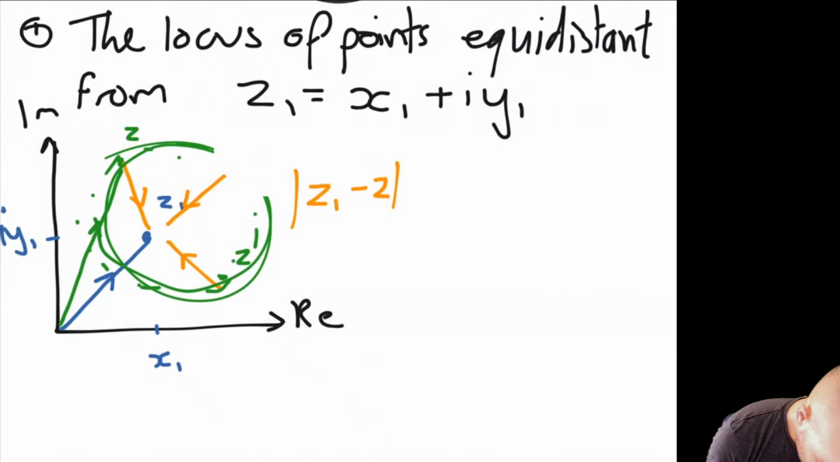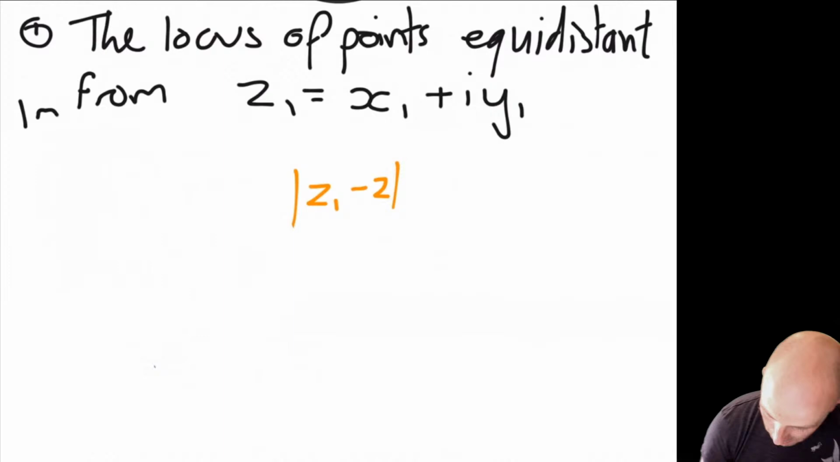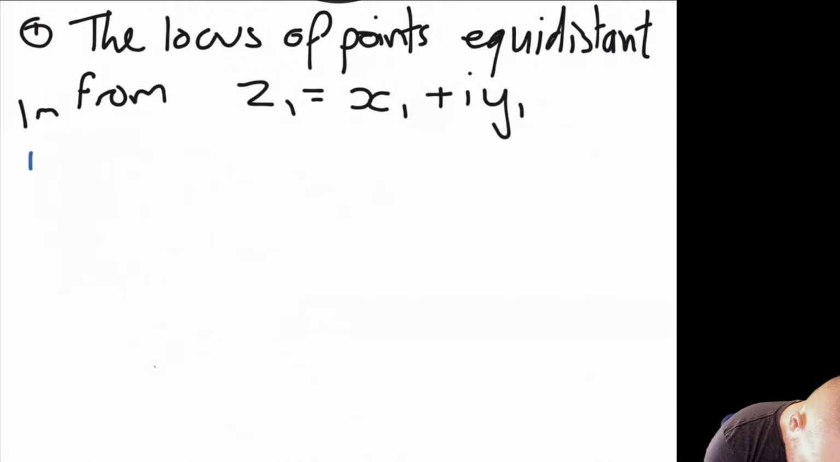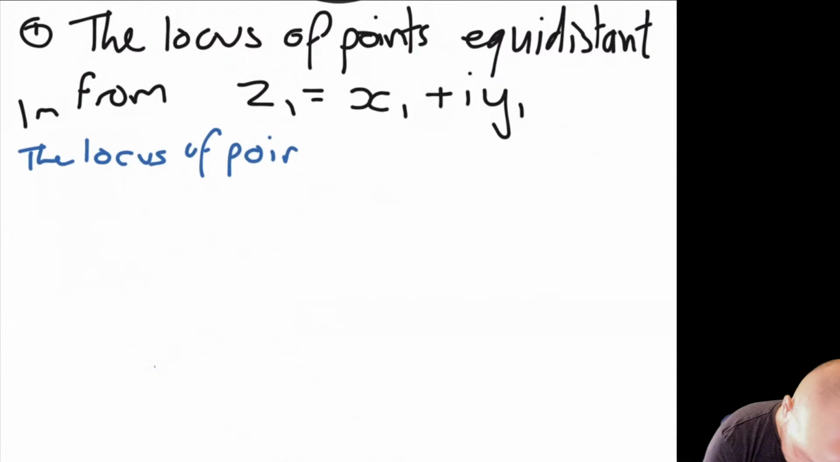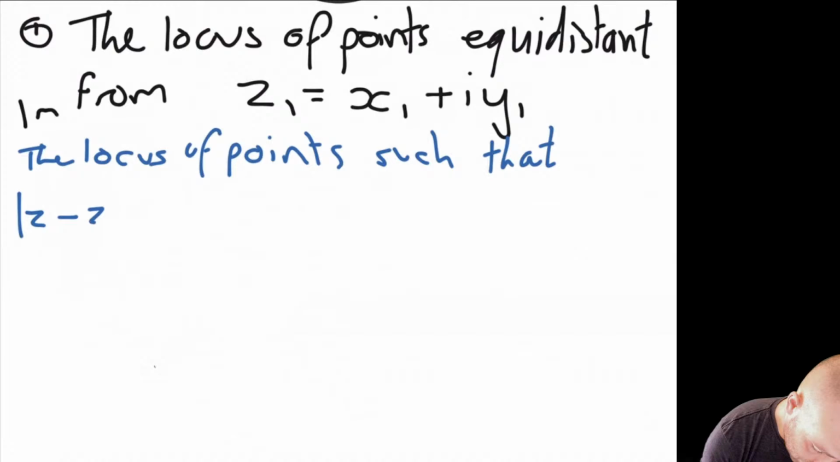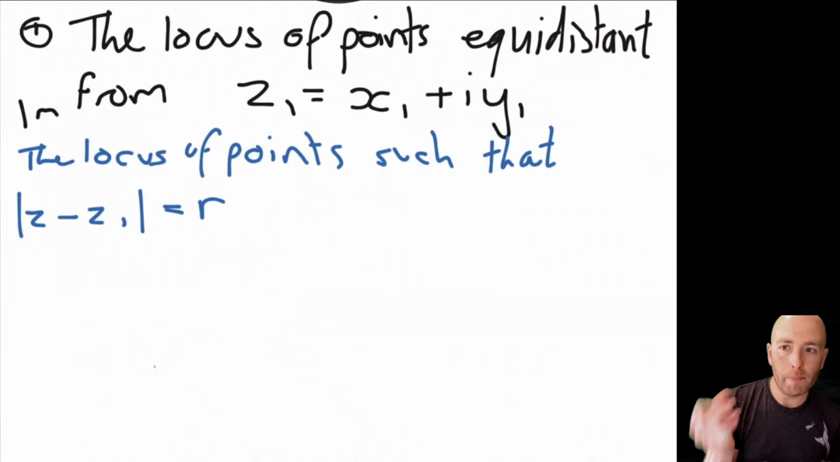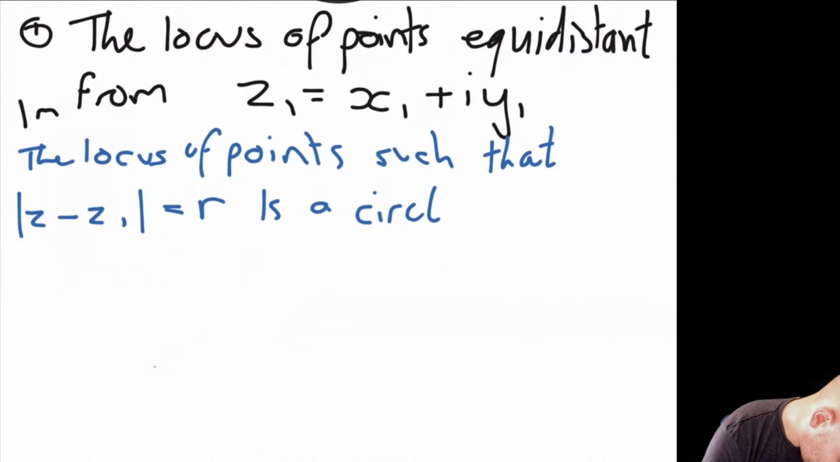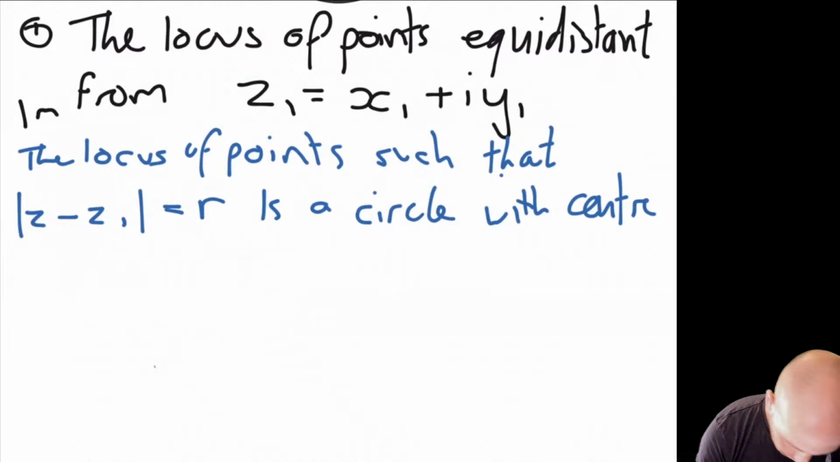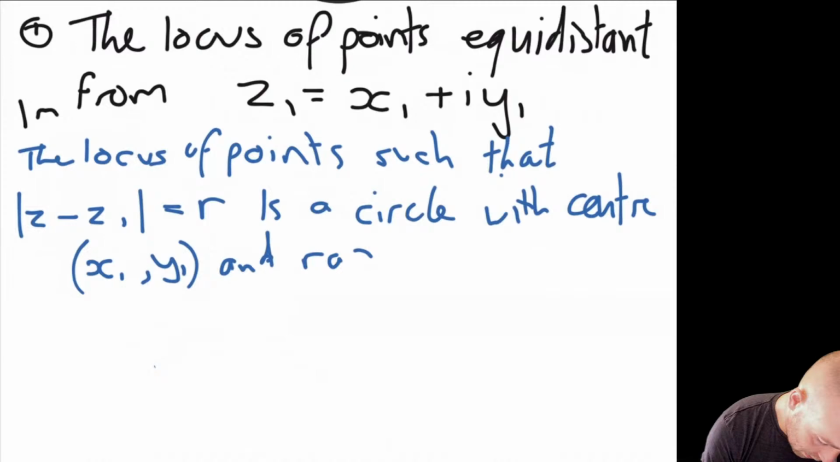So what we can say then is the locus, or the collection of points, such that modulus of z minus z1 equals r. So that's the distance between the two points, is a circle with center. The center is going to be the coordinates of z1. And the radius r is the magnitude of the distance between the two points.